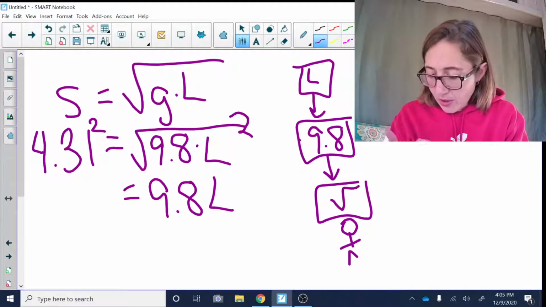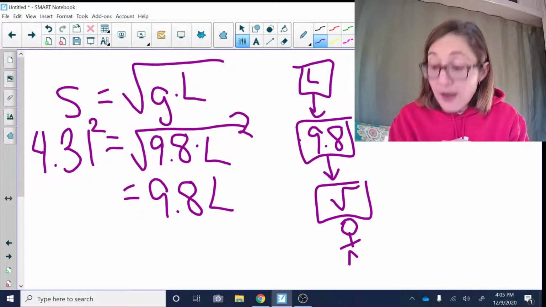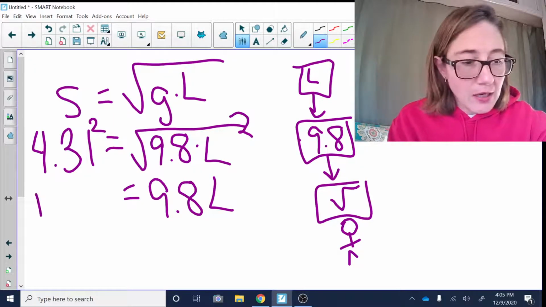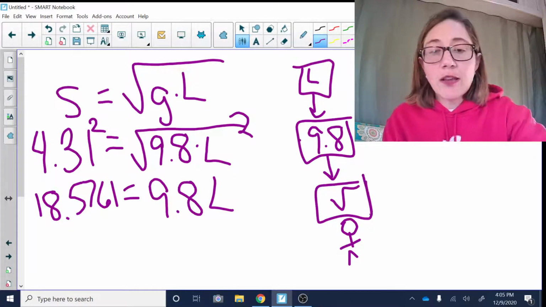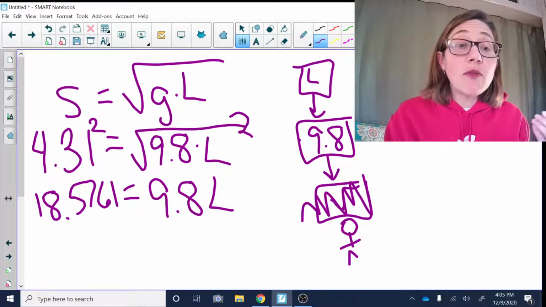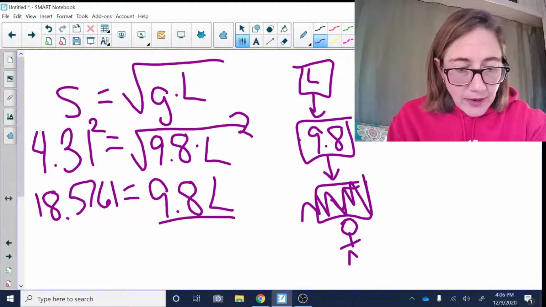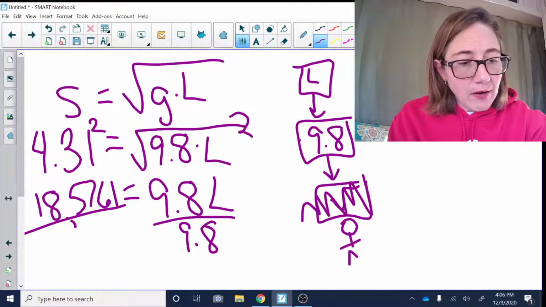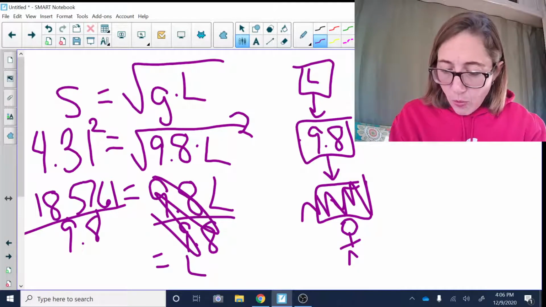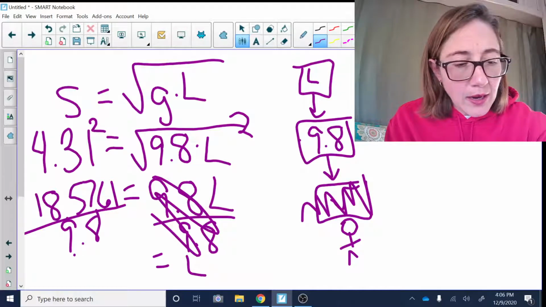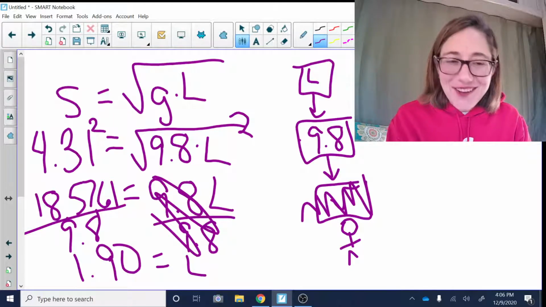Let's see what I get when I square 4.31. 4.31 squared is 18.5761. Okay, so we took care of the square rooting. That's good. Now, how do you get rid of the multiplying by 9.8? Well, we'll have to divide by 9.8. So when I divide both sides by 9.8, of course I have to be fair on both sides. Those cancel, so L equals 1.90 when rounded. So that would be how many meters long this leg is.